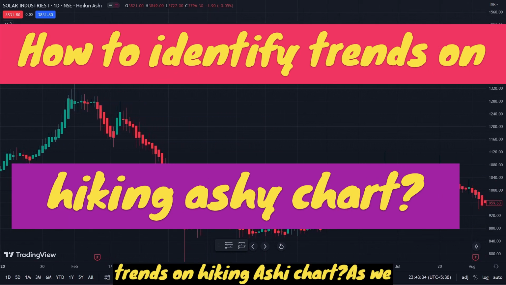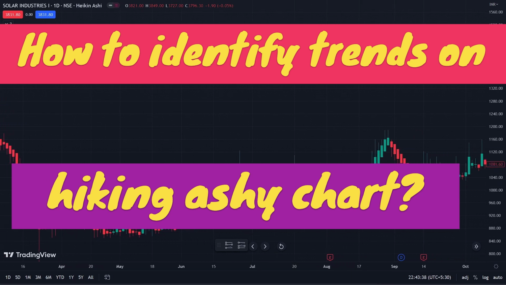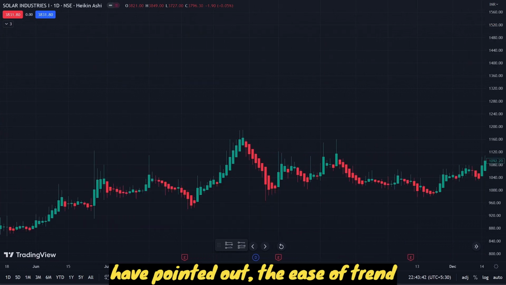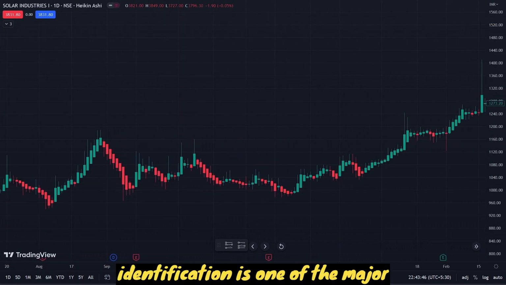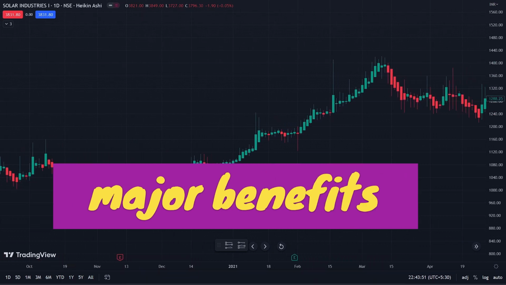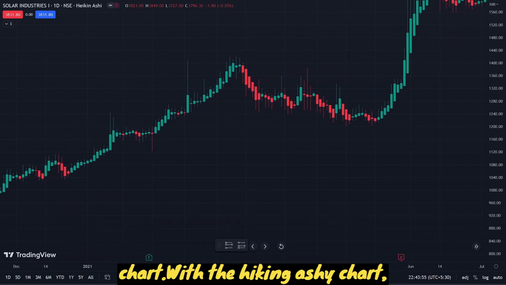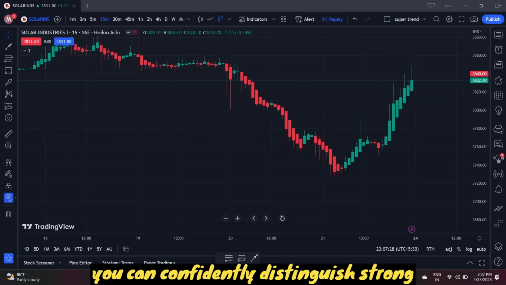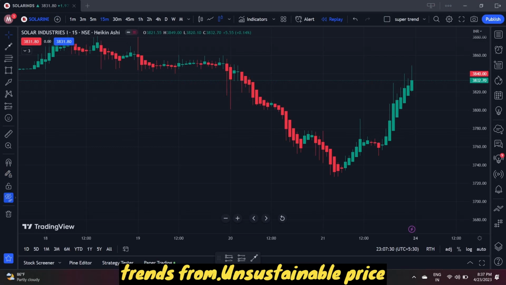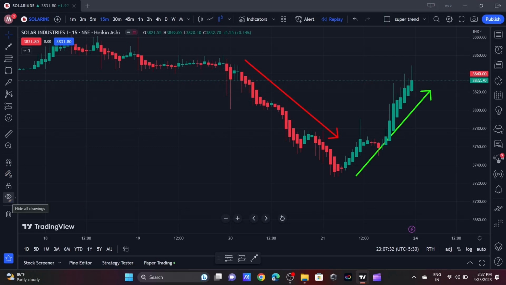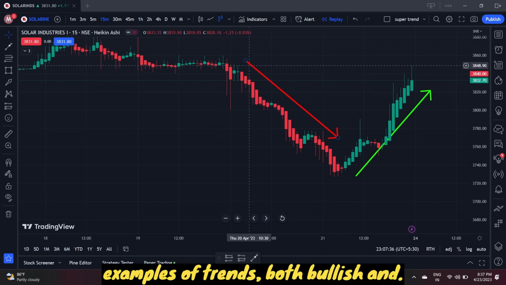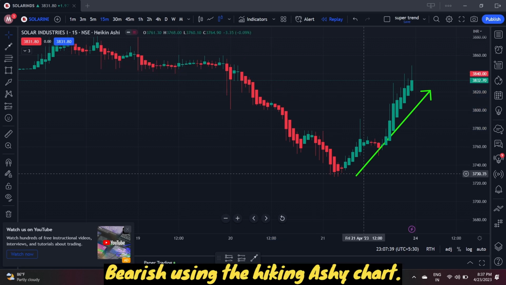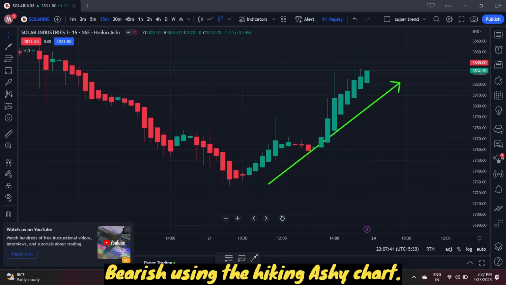How to identify trends on a HeikinAshi chart? As we have pointed out, the ease of trend identification is one of the major benefits of using a HeikinAshi chart. With a HeikinAshi chart, you can confidently distinguish strong trends from unsustainable price action. Let's take a look at some examples of trends, both bullish and bearish, using the HeikinAshi chart.